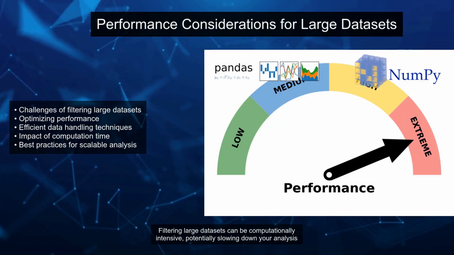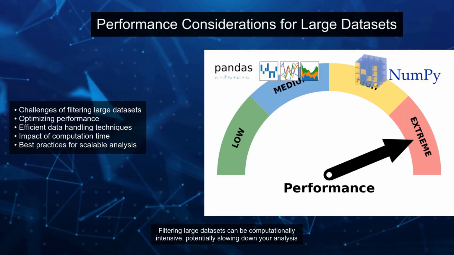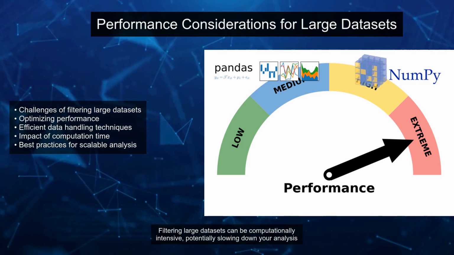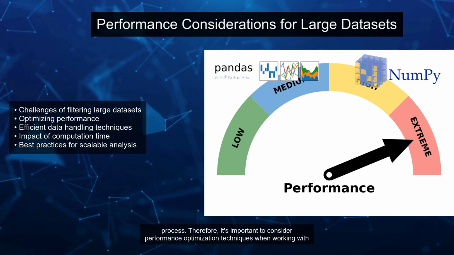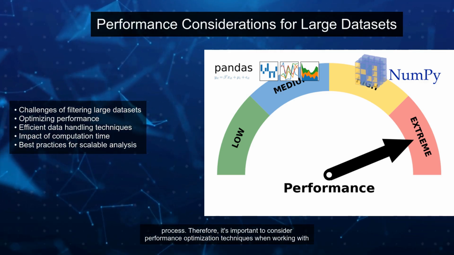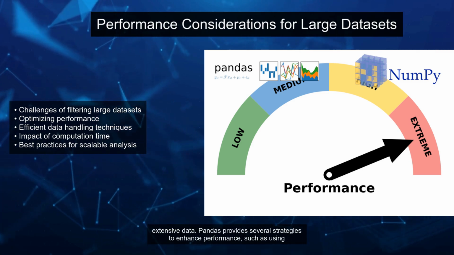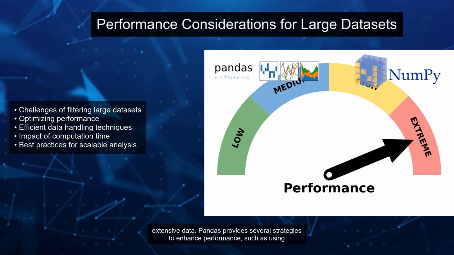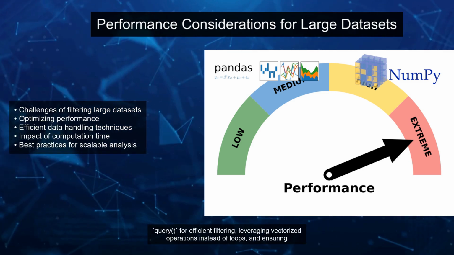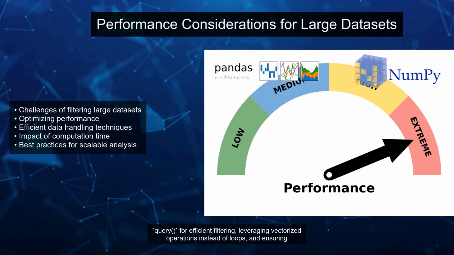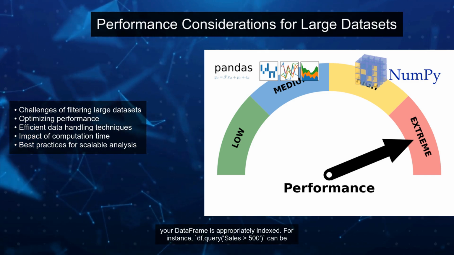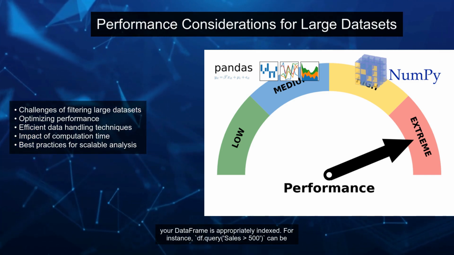Filtering large datasets can be computationally intensive, potentially slowing down your analysis process. Therefore, it's important to consider performance optimization techniques when working with extensive data. Pandas provides several strategies to enhance performance, such as using query for efficient filtering, leveraging vectorized operations instead of loops, and ensuring your data frame is appropriately indexed.